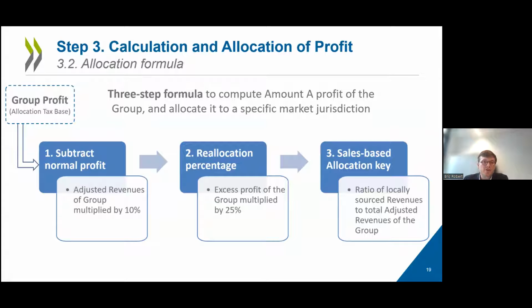Then you have a 3-step formula to determine how much profit is allocated to each jurisdiction. If you start from the left side of the screen, the first step of this formula is the profitability threshold. And here we're basically using the same threshold that was already described by Jesse in the context of scope, which is 10% of your group revenue. And that's the amount that would be subtracted from your group profit so as to be able to identify your excess profit at group level.